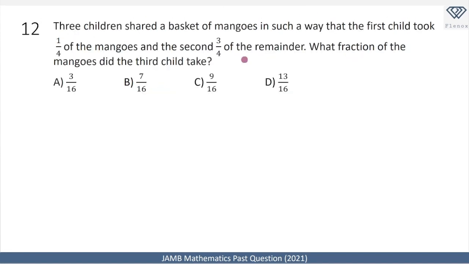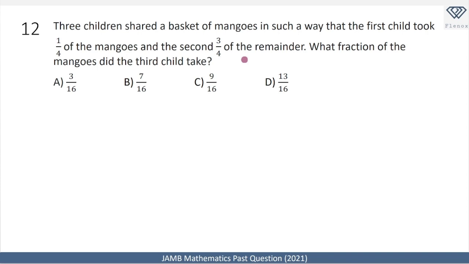Moving on to the next question, question 12. It says that 3 children shared a basket of mangoes in such a way that the first child took a quarter of the mangoes and the second child 3/4 of the remainder. Then what fraction of the mangoes did the third child take?